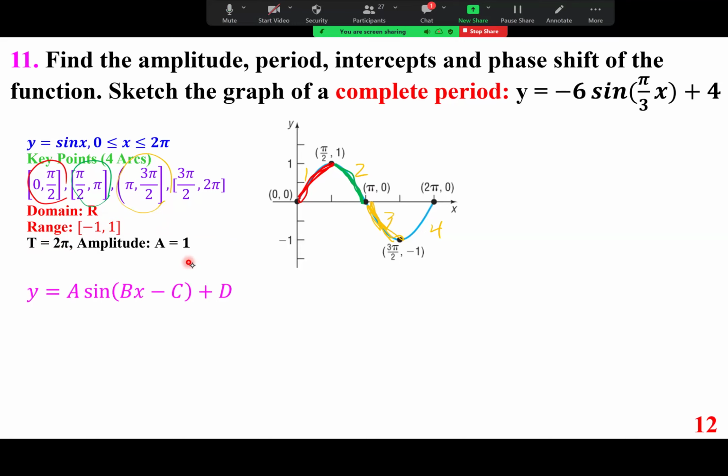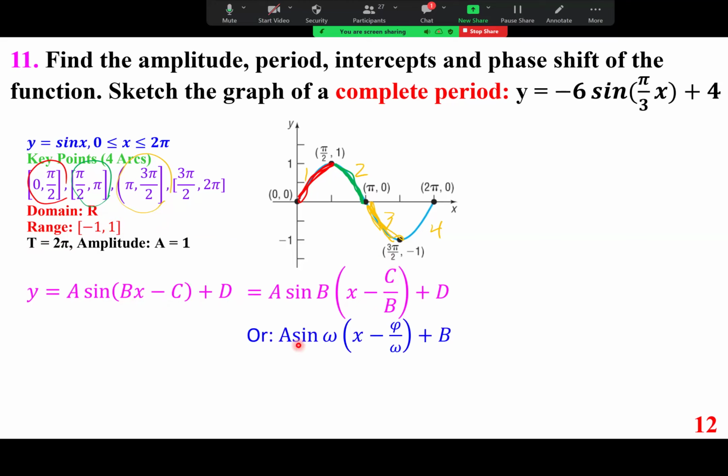We can write it in two formats. First, if we write it in this format, the general form, y equals a sine b x minus c plus d, we can take the b out, because when we take the b out, we get c over b. This is the phase shift, everybody. Or in some texts, we use a sine omega times x minus phi over omega plus b. As long as you understand the concept, it doesn't matter what variables we use.